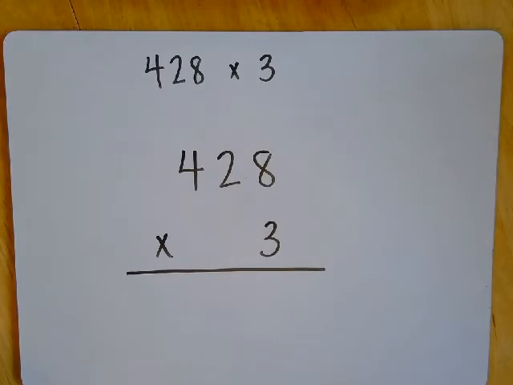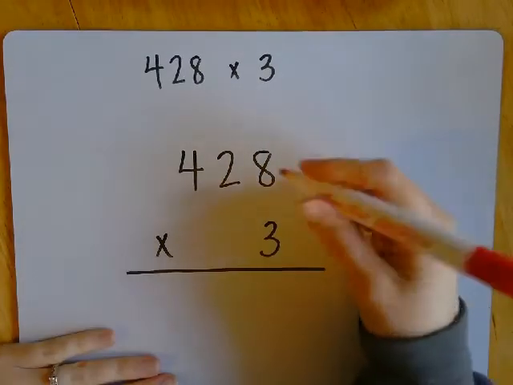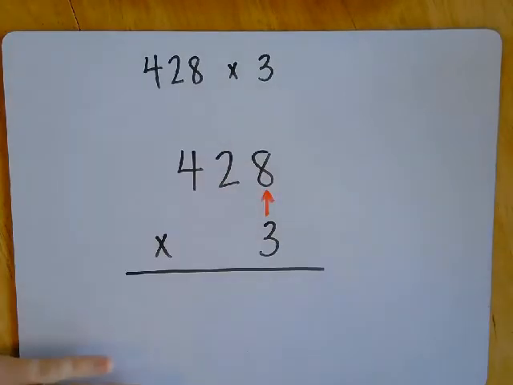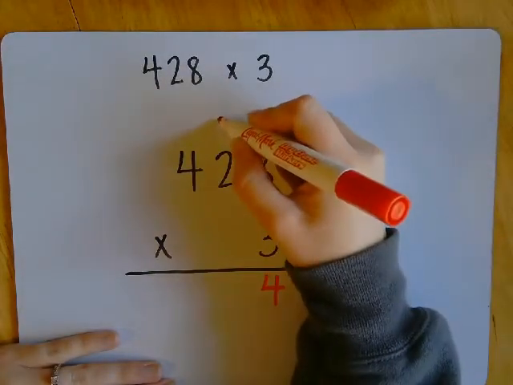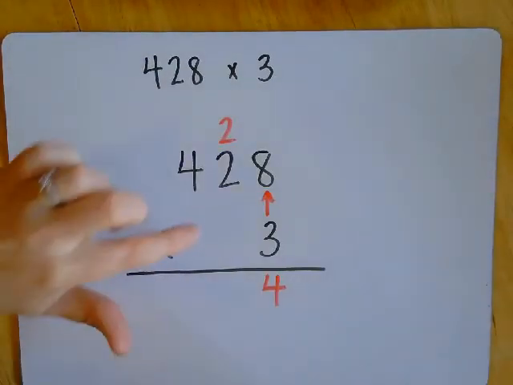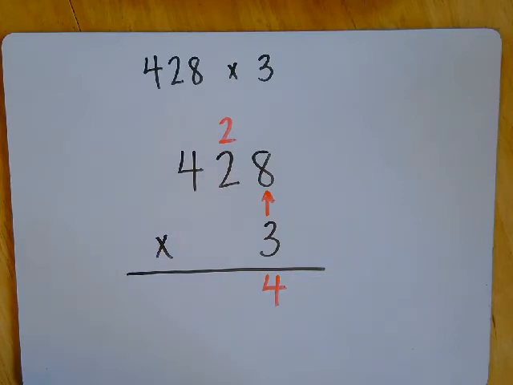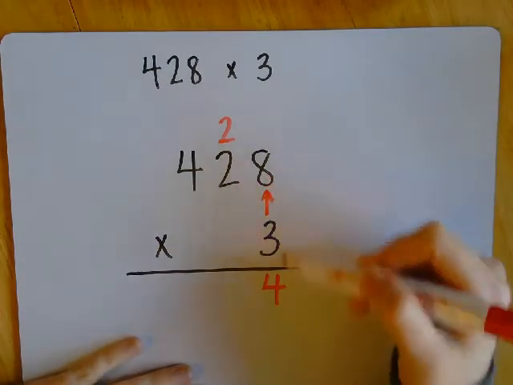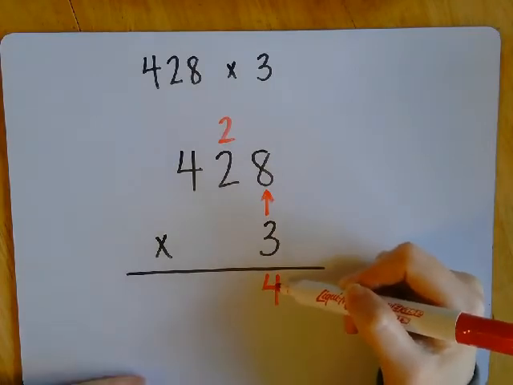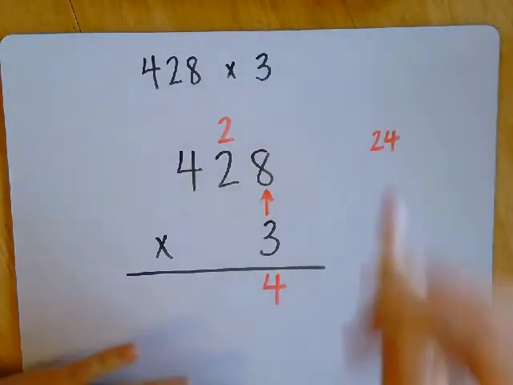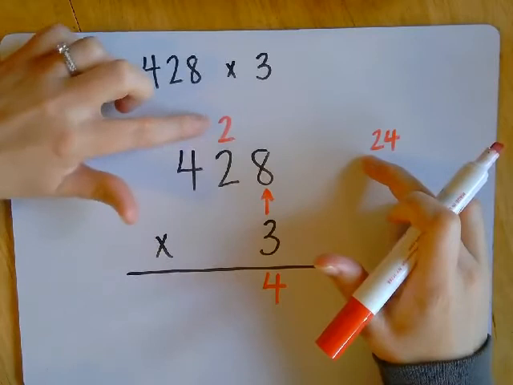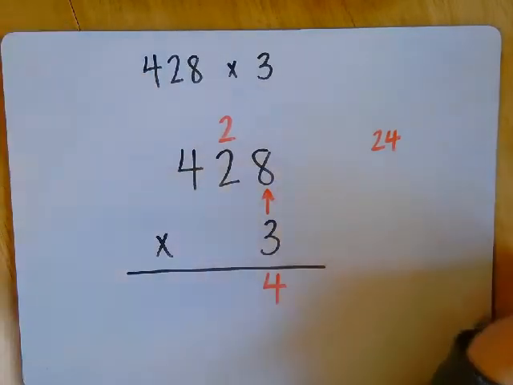Okay, 428 times 3. I'm going to start in the ones place and multiply 3 times 8. I know that 3 times 8 is 24. The 4 stays in the ones place, and the 2, or the 20, goes right above into the tens place. So again, I just multiplied 3 times 8. I know that that is equal to 24. If you want to keep track, you could write your answers on the side here. The 4 will stay in the ones place, and then the 20 gets carried over to the tens place.